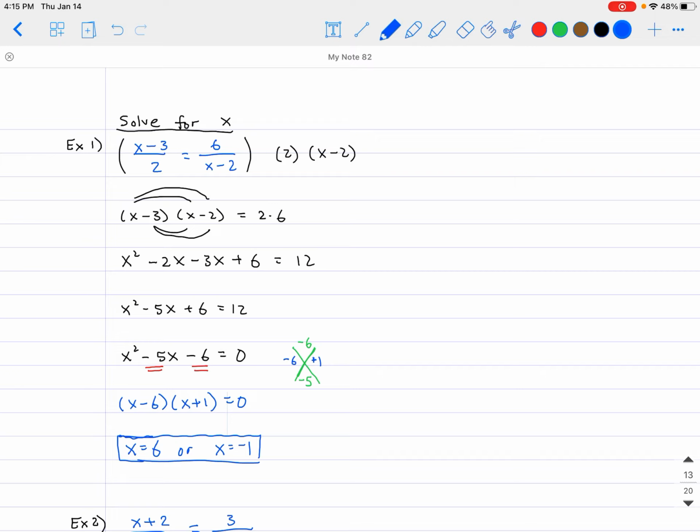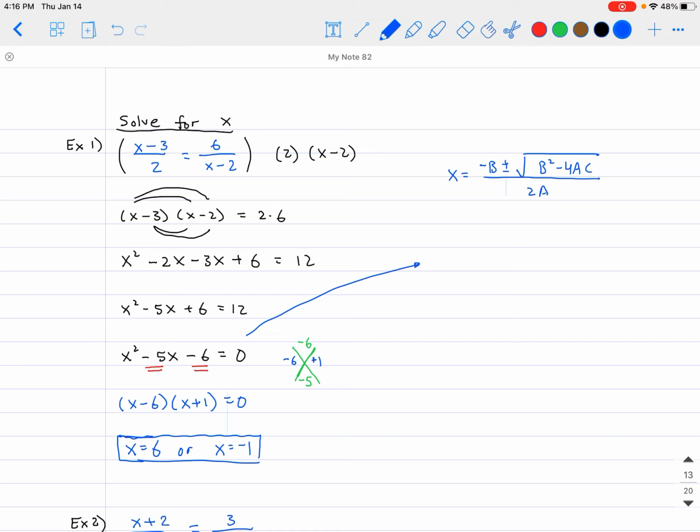Now, if you are not sure if it's factorable because maybe you just can't find the two numbers, you can use the quadratic formula. So here we can go ahead and write that out. Let me just write on top the quadratic formula: negative b plus or minus the square root of b squared minus 4ac, all divided by 2a.